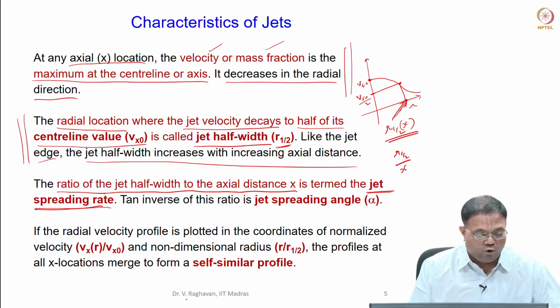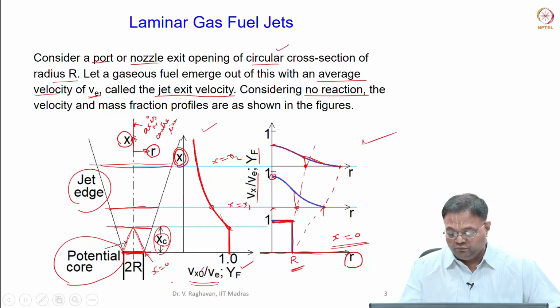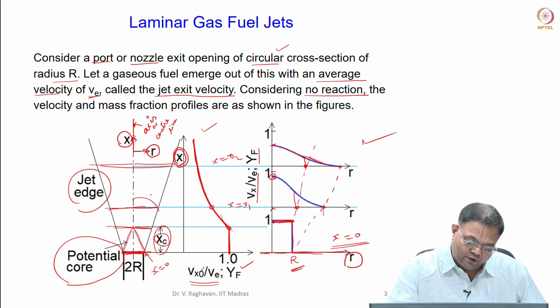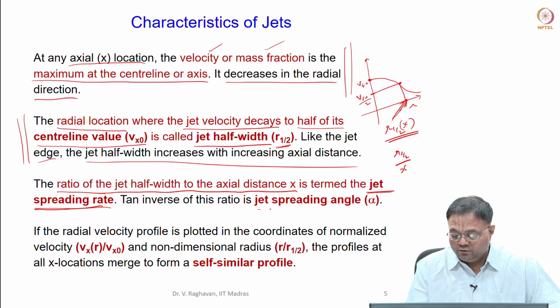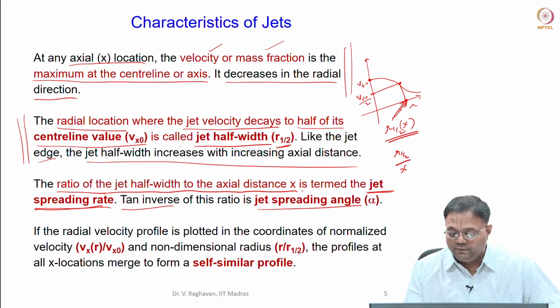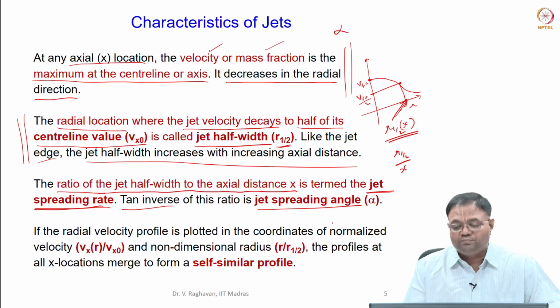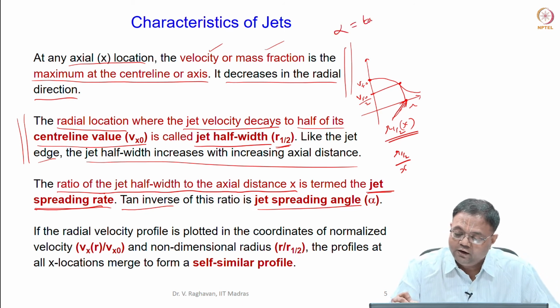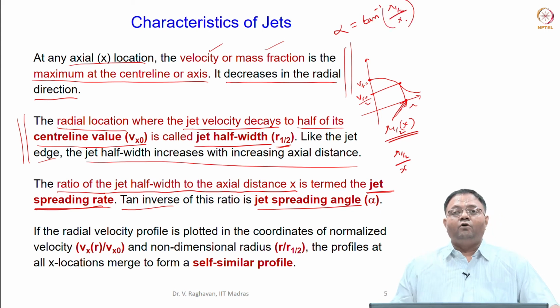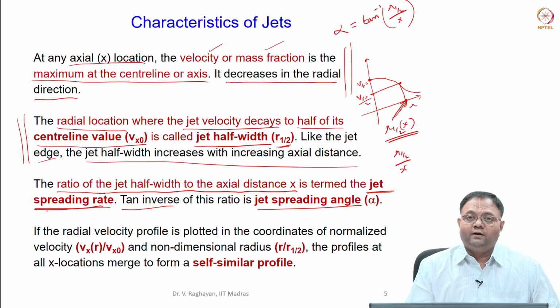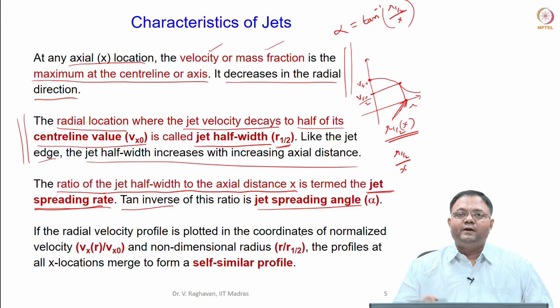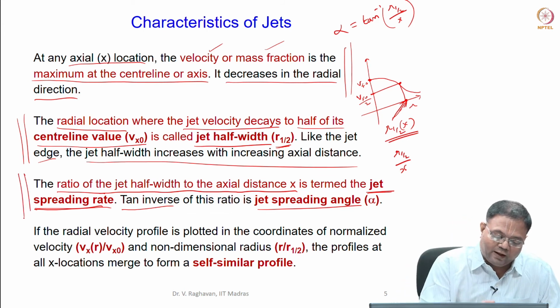And the angle: if you go to this figure again, this angle we are talking about is obtained by taking tan inverse of this ratio. That means the angle alpha is called the jet spreading angle. Alpha is nothing but tan inverse of the ratio R half by x. So the ratio R half by x is the spreading rate, and tan inverse of this value will be the spreading angle. These are another two important characteristics.